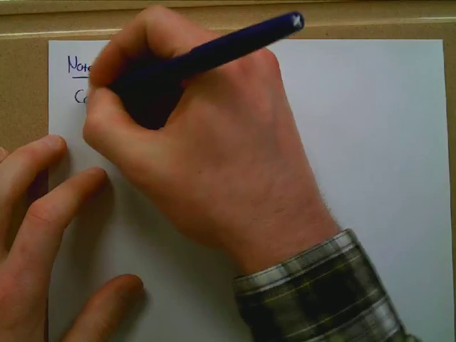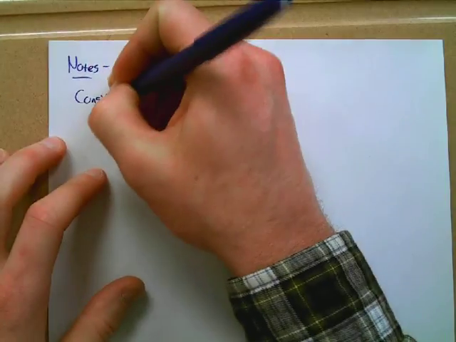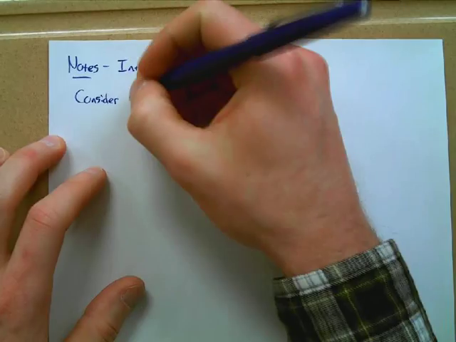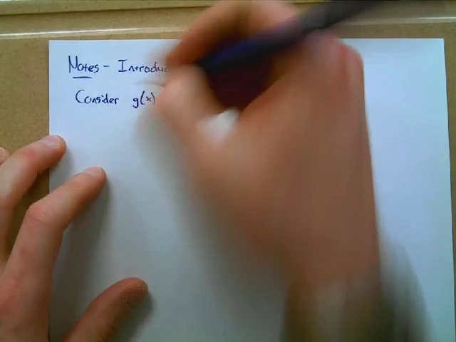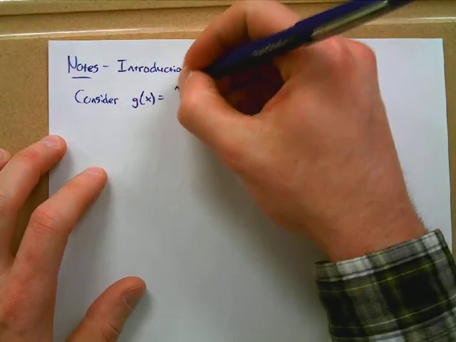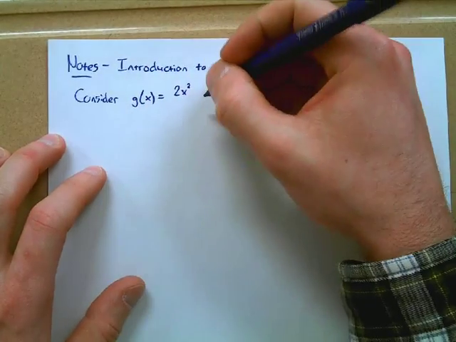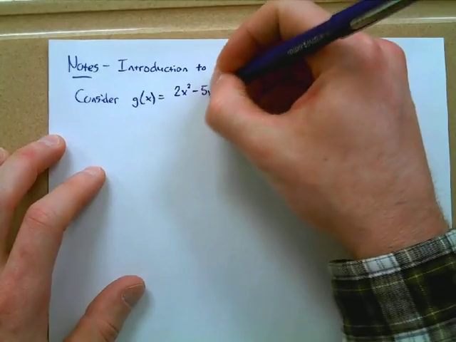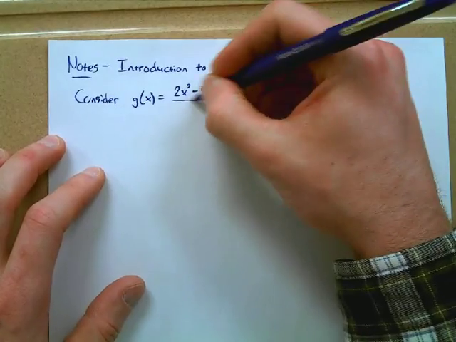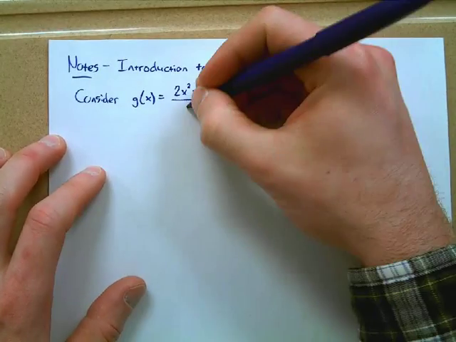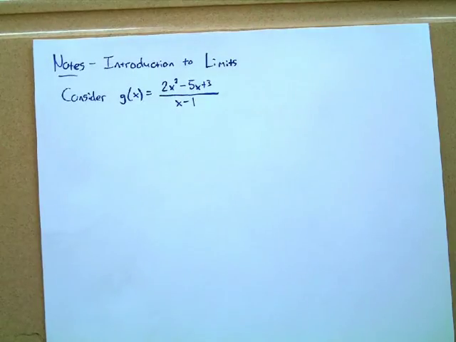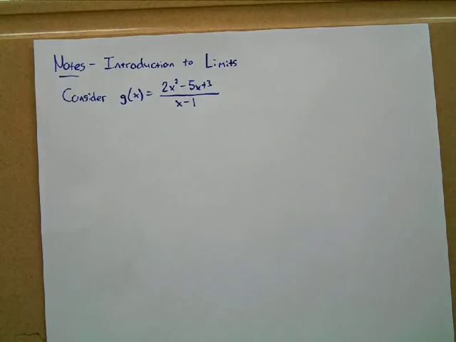With that preparation, let's take a look at the idea, and hopefully I can get the idea across in a clear way. Let's consider a rational function. I'm just going to come up with an example that I've pre-prepared. Let's say we've got a function g of x, and it's equal to 2x squared minus 5x plus 3 all over the quantity x minus 1.